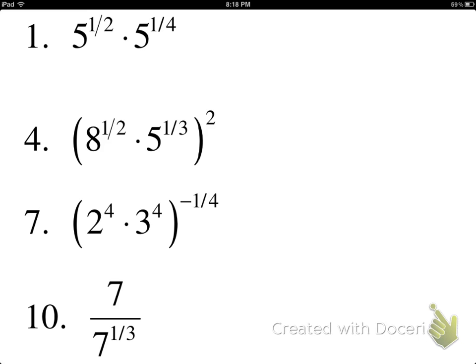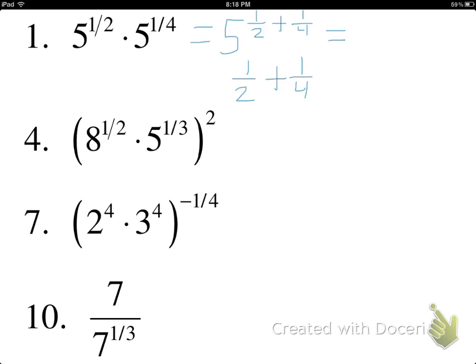So problem number 1, we have 5 to the 1/2 times 5 to the 1/4. Since we have a common base, we can just add the exponents, being 1/2 plus 1/4, as you can see there. And let's do the algebra of adding those together right below it. You can do that in your calculator if you want, and then just turn it to a fraction after you do it. But I'm going to do it longhand below.